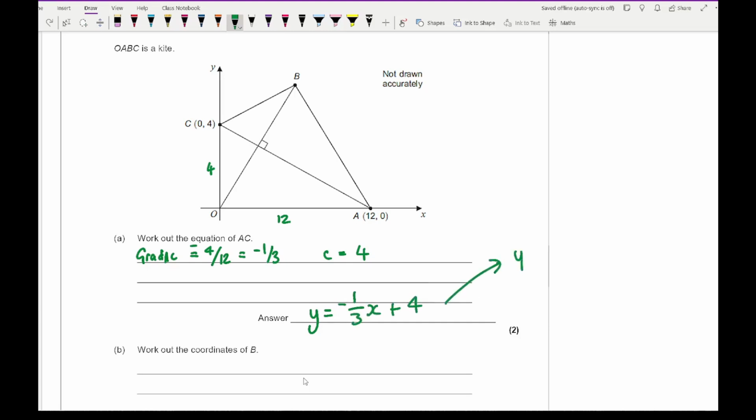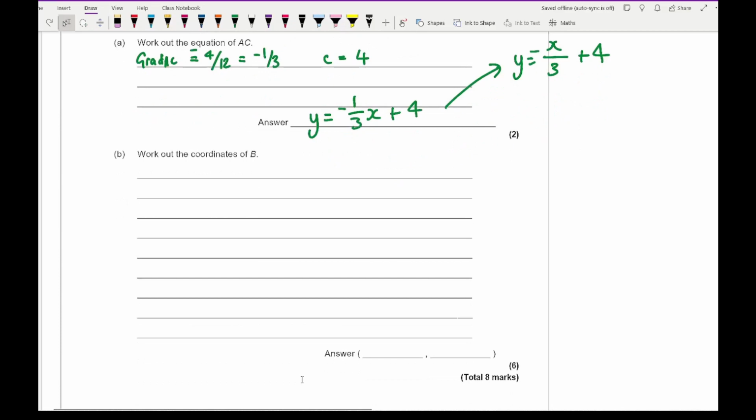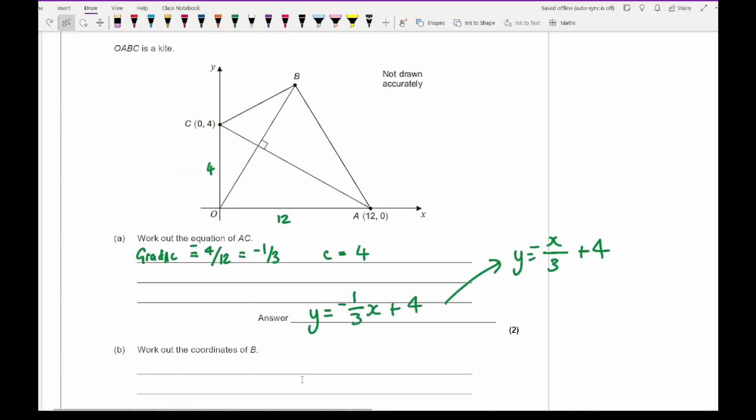Now you could write it as y equals minus x over 3 plus 4, and you can switch it around. So if you want to write 4 minus x over 3, that would have been fine as well. The next question then says to work out the coordinates of B. The first thing I need to do is work out what this point here is, the intersection point of the line OB and CA. Now, we know that the equation of this line here is y equals minus 1/3 x plus 4. So the next thing I then need to do is to work out the equation of OB.